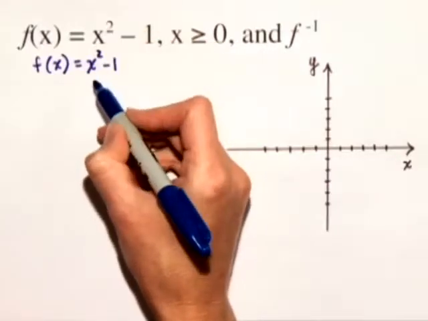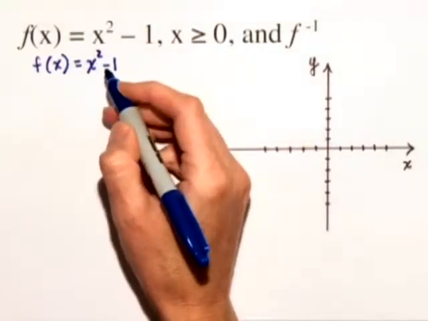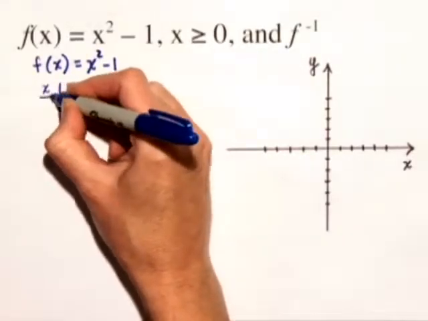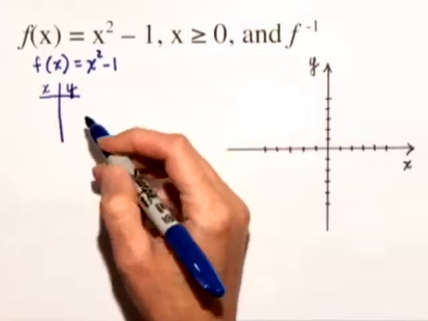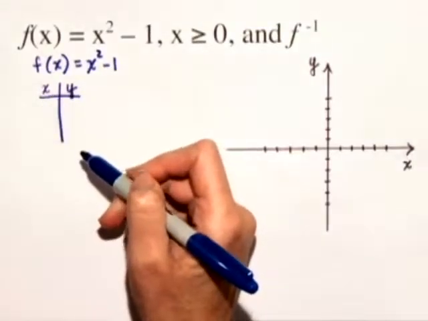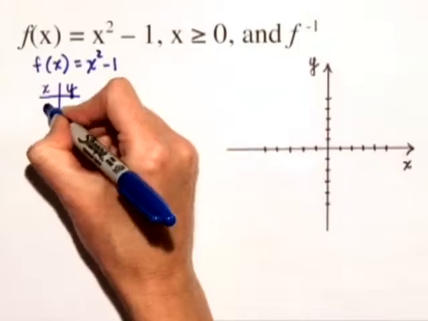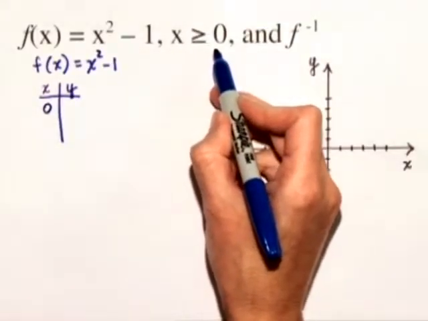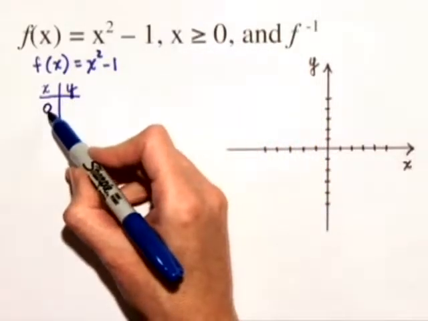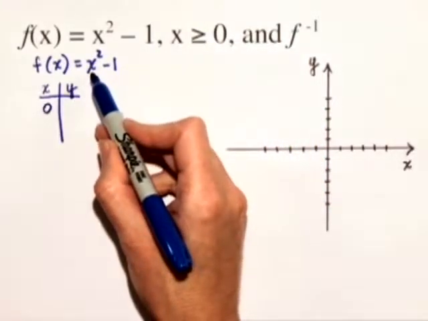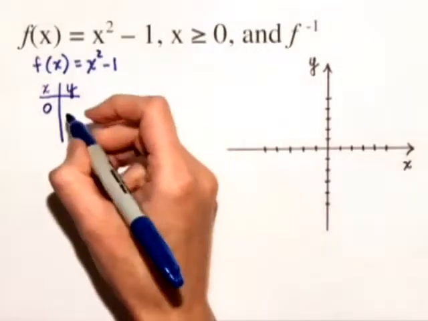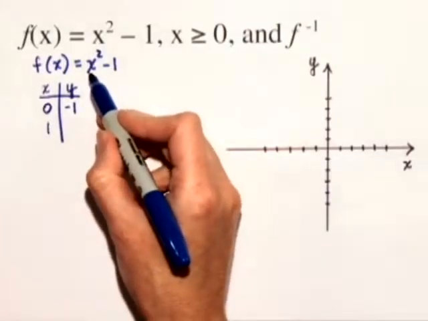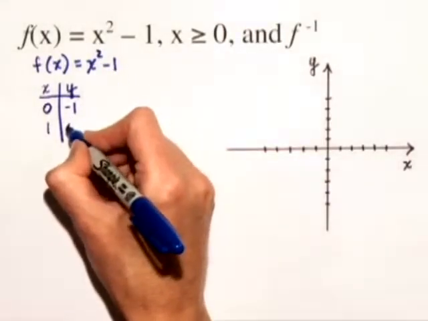We know that this is the graph of a parabola since we have the x squared, and we'll come up with a few points. So I could have written x, f of x, or simply x, y. These will be the points. Let's let x equal 0 because we're given this restriction that x has to be greater than or equal to 0. So if we substitute in 0, we get 0 squared minus 1, which is negative 1. If we let x equal 1, we'll get 1 squared minus 1, which is 0.